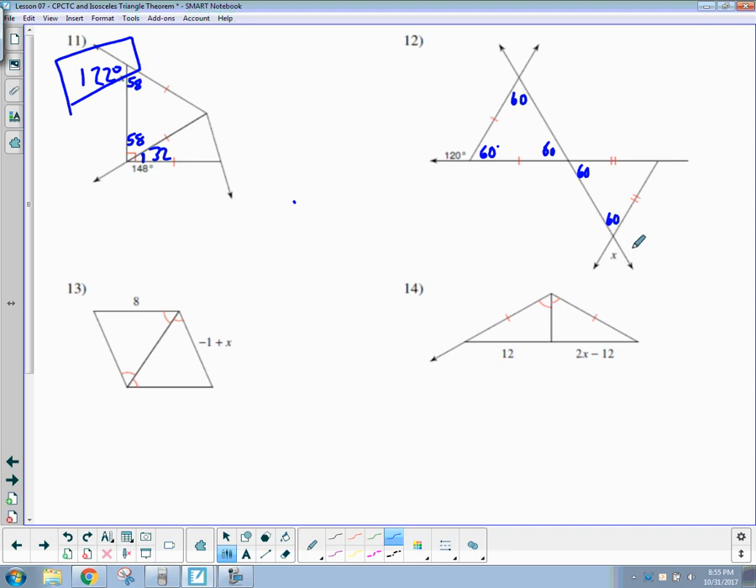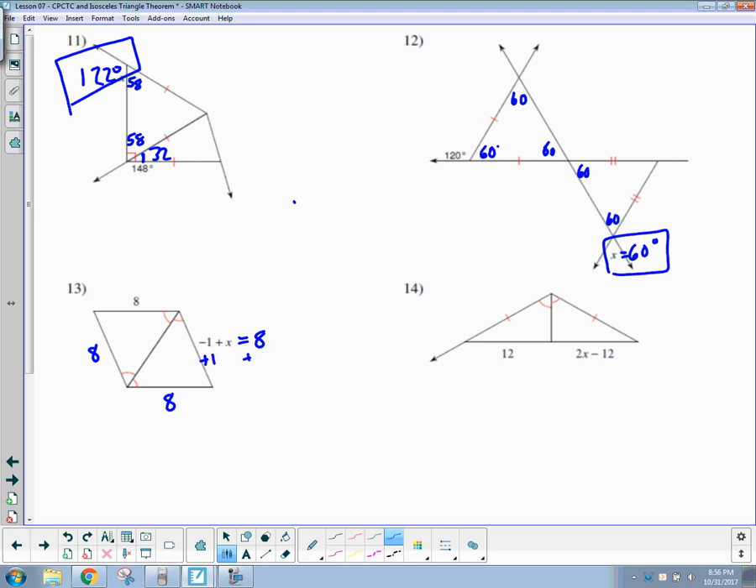13. Let's see here. This is 8, that means this is 8, because they're opposite of each other, as far as the legs of this isosceles triangle. And if these angles are congruent, because it's just one tick mark, then that means this is probably going to be 8, and all this should equal 8. So now it's just a matter of solving that equation. Add 1 to both sides. X equals 9. Skadoosh.